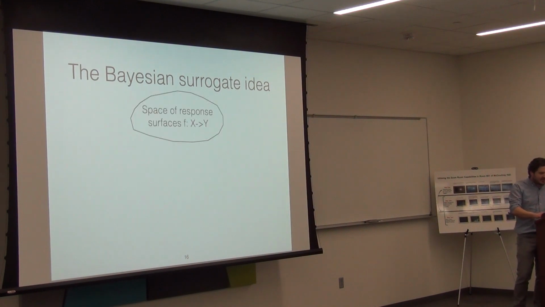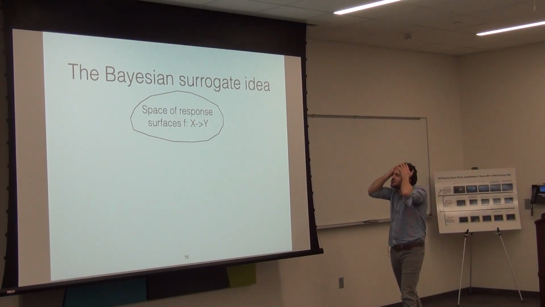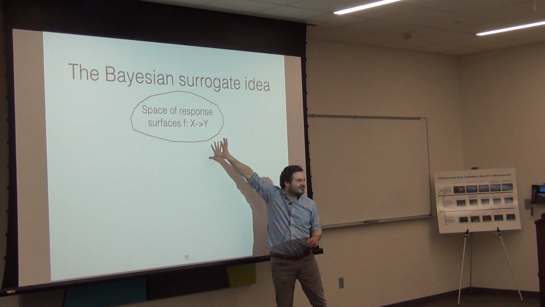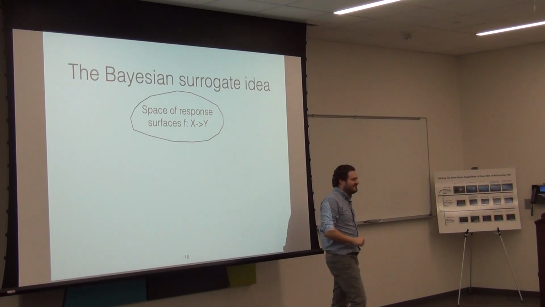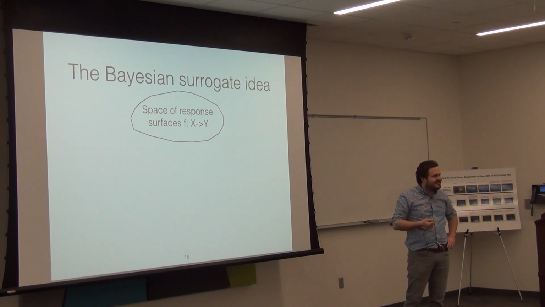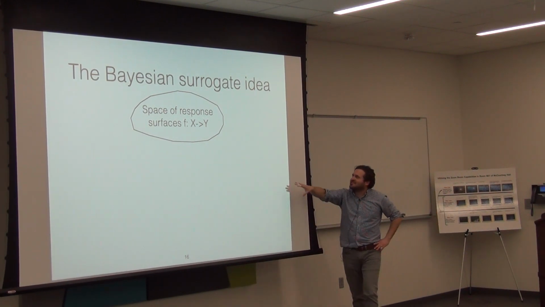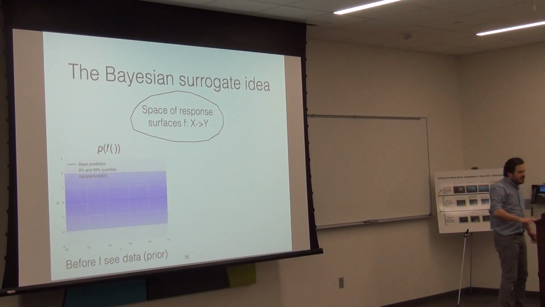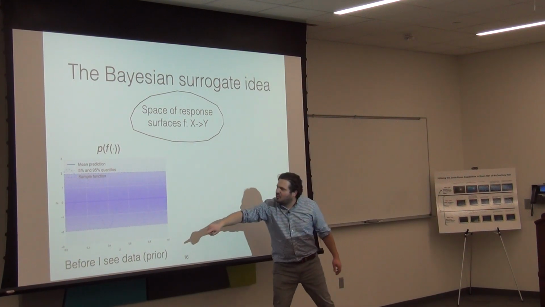Alright, so the Bayesian surrogate idea, I told you, go to the space of functions. This is my attempt to visualize it. This is a space of functions, okay? This set right there. Each point is a function. So you see, it's not that hard to visualize. Anyway, so you come up with this space, all right? Now each sample from this space is a function. So if you take a sample, you're going to get one line.